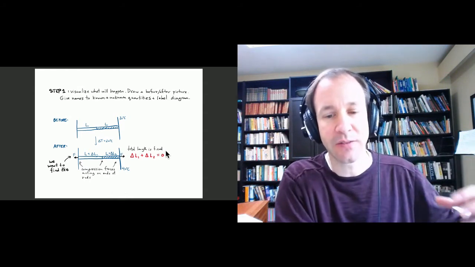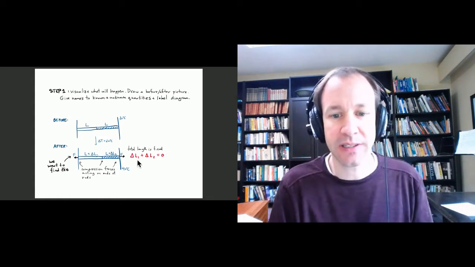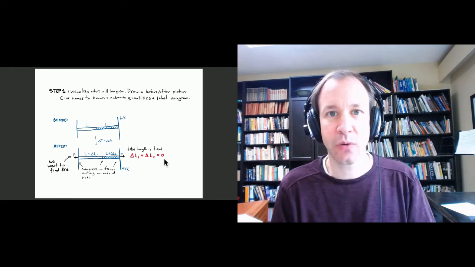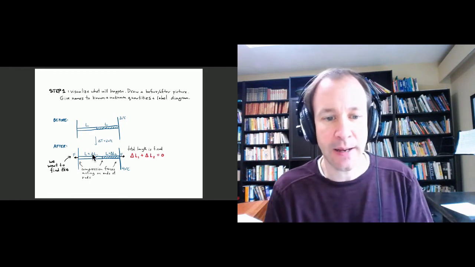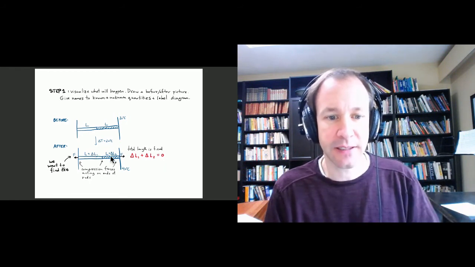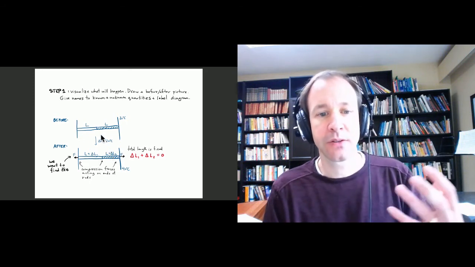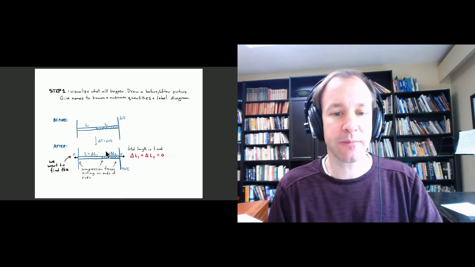The second strategy was to understand how the various parts are related. So this relation delta L1 plus delta L2 equals 0 is an equation that relates quantities that govern the individual parts. So that's what's going on. We have these possible changes in length due to the change in temperature.